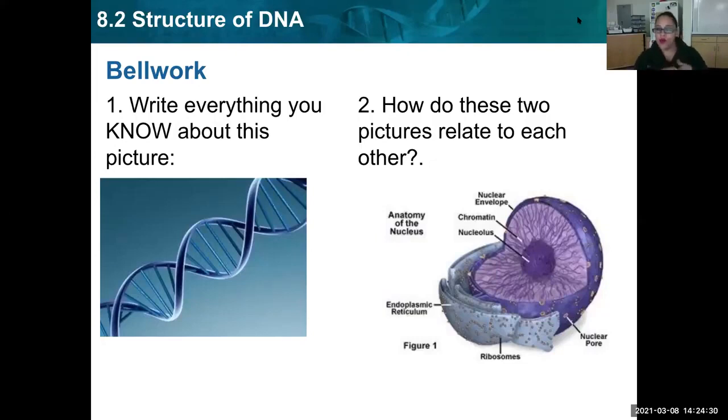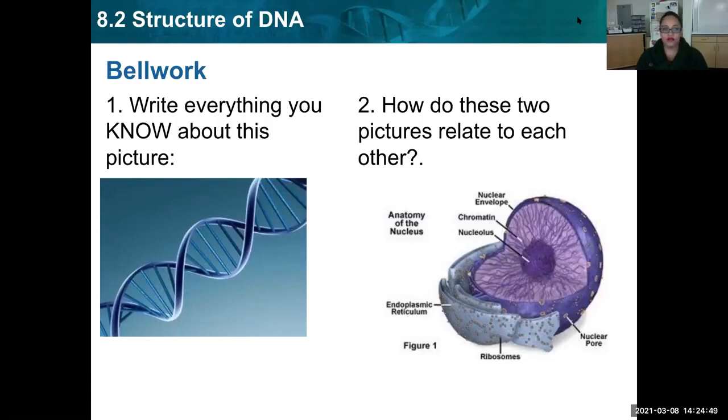Write everything you know about this picture. So first of all, what is that a picture of? What do you guys think? Yep, good, Angelina. It's a picture of DNA. It's a DNA strand. Good, so everybody knows what it is.